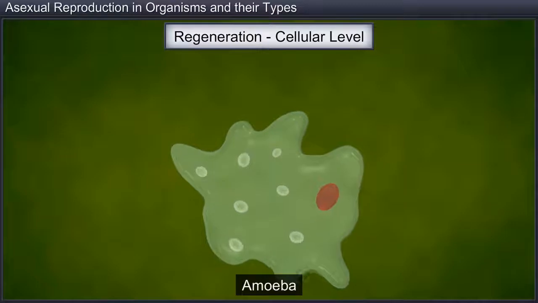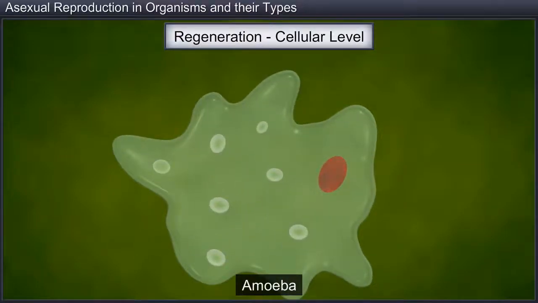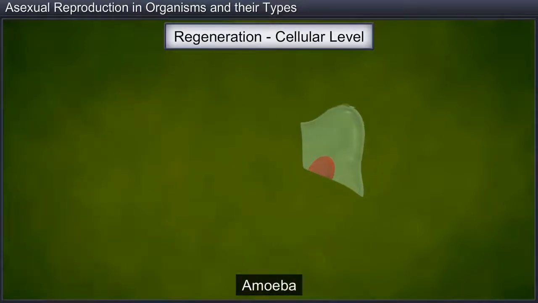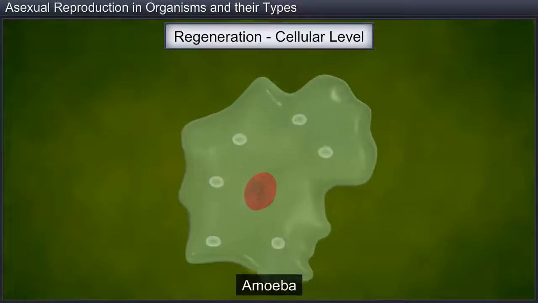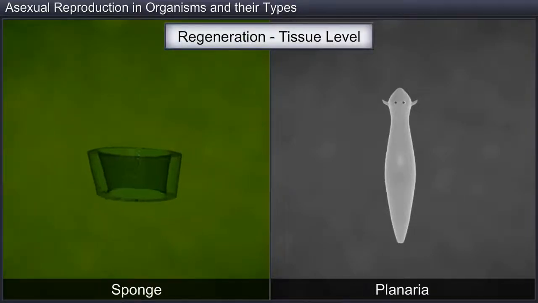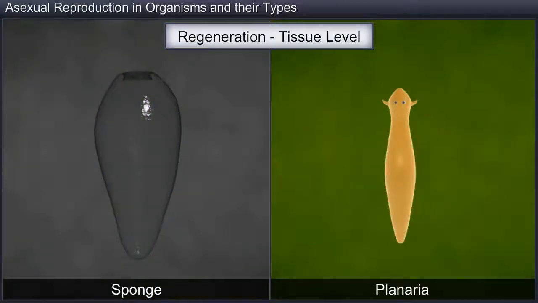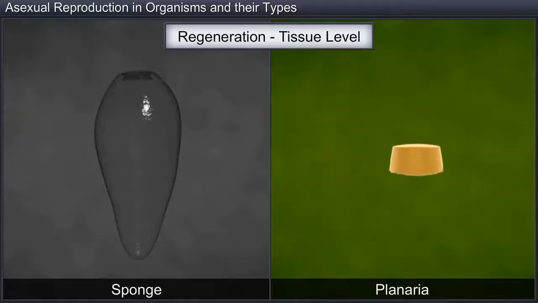The cellular level of regeneration is seen in amoeba. Any part of amoeba cut off from the organism containing a small part of the nucleus develops into a new amoeba. On the other hand, the tissue level of regeneration is seen in the sponge or planaria. Any fragment of a sponge or planaria cut off from the organism can grow into a complete organism.